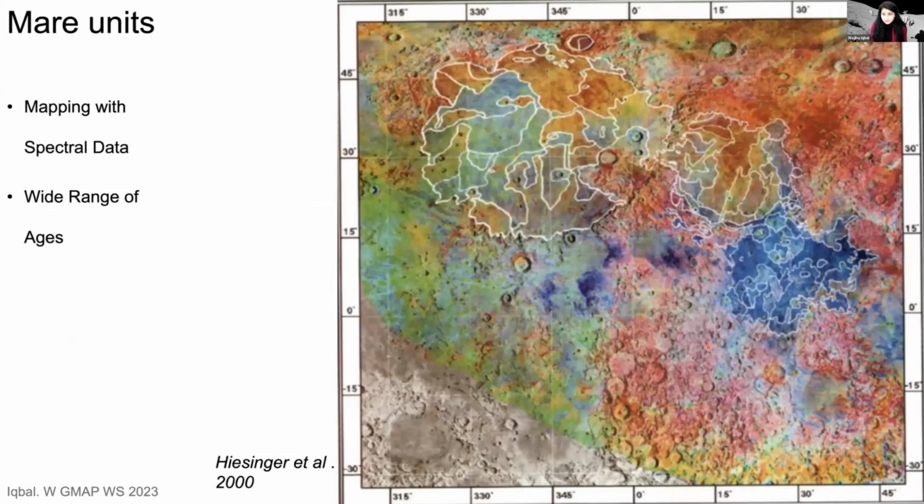Talking about spectral data, it will be covered in detail later, and it was covered earlier this week. So we use spectral data to identify different Mare units. Here we have an example from Singer et al. 2000, where they used Galileo spectral data to identify boundaries between different volcanic flows, differentiating on the basis of different spectral properties, meaning different compositional properties.